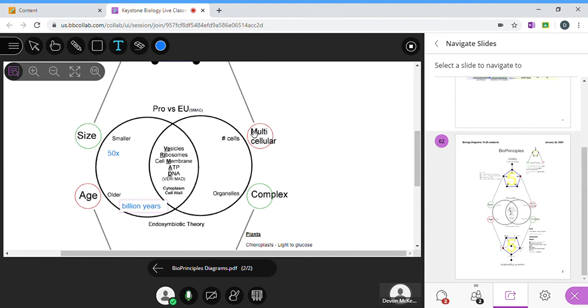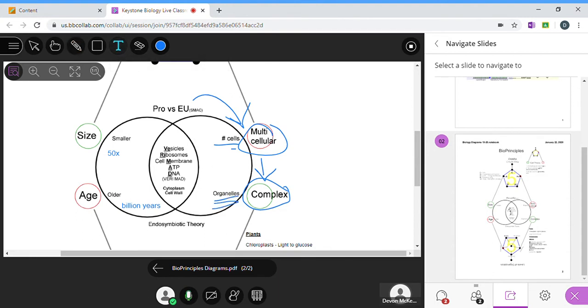On the eukaryote side, we have these two words: multicellular and complexity. Well, you see, since it's on the eukaryote side, only eukaryotes can be multicellular. And that means they have more than one cell, many cells. Prokaryotes are only single-celled organisms. And eukaryotes are far more complex than prokaryotes because eukaryotes have organelles.